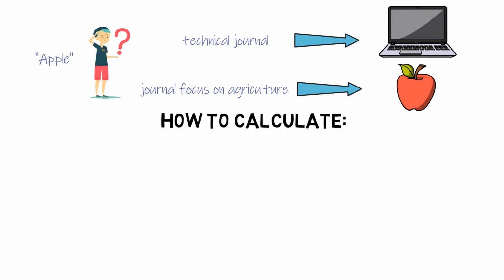Formula of conditional probability: probability of A given B equals probability of A and B divided by probability of B.